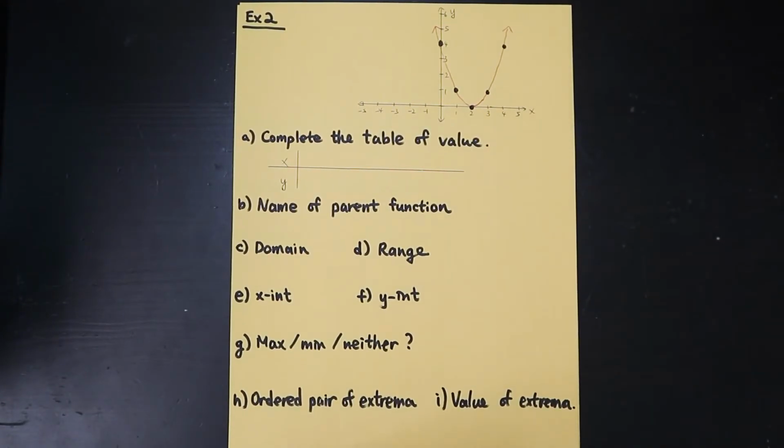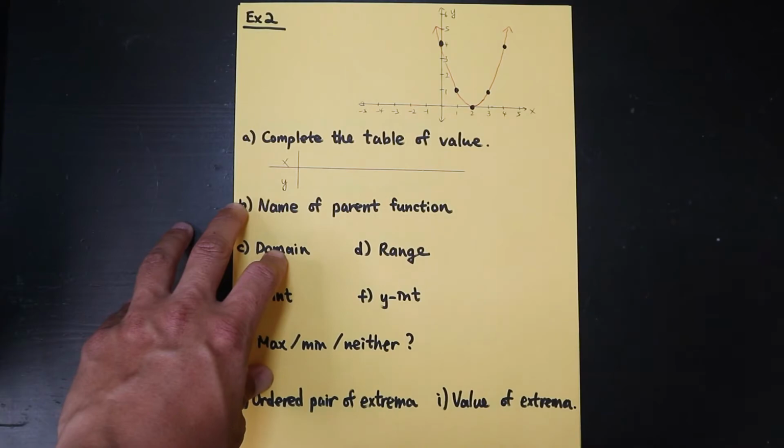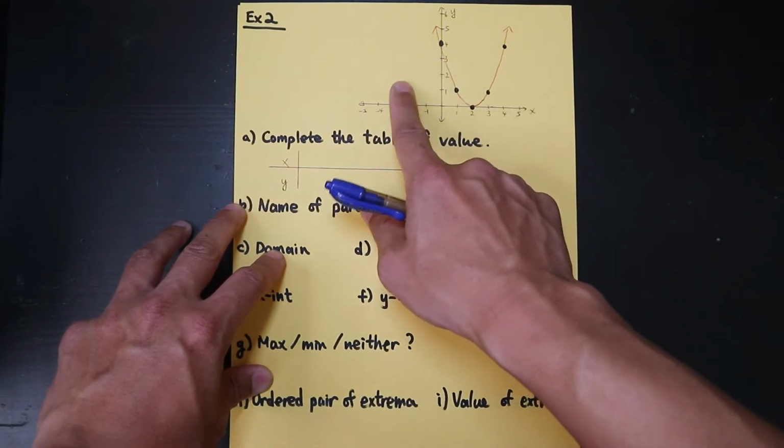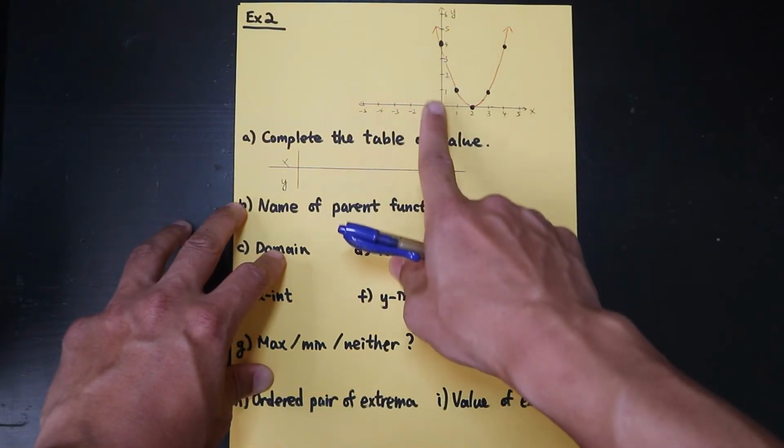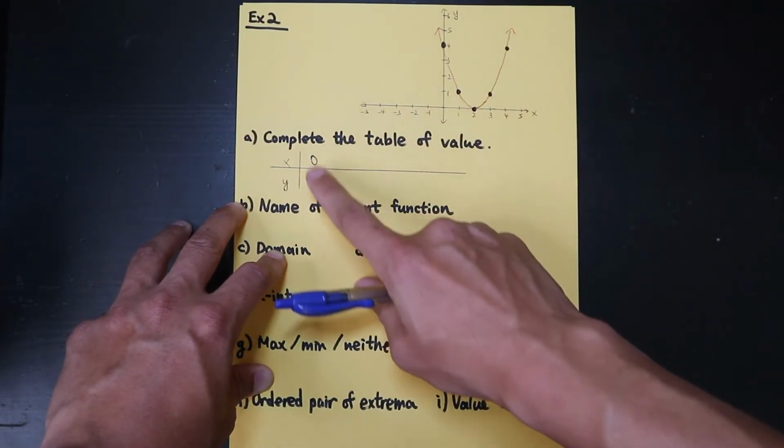We're going to take a look at more parent functions. So in this case, we have this U shape here. Let's fill out some ordered pairs first, again from left to right. So on this dot, it's going to be 0, 4. So for part A, for the first ordered pair, we put 0, 4.